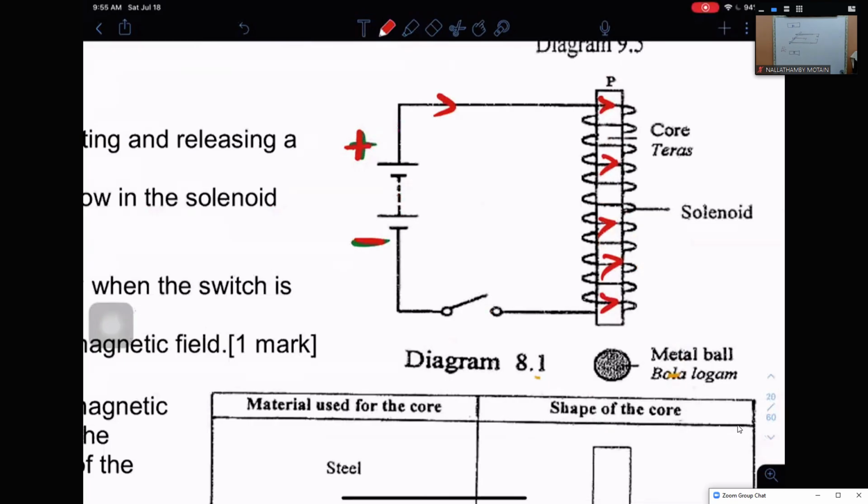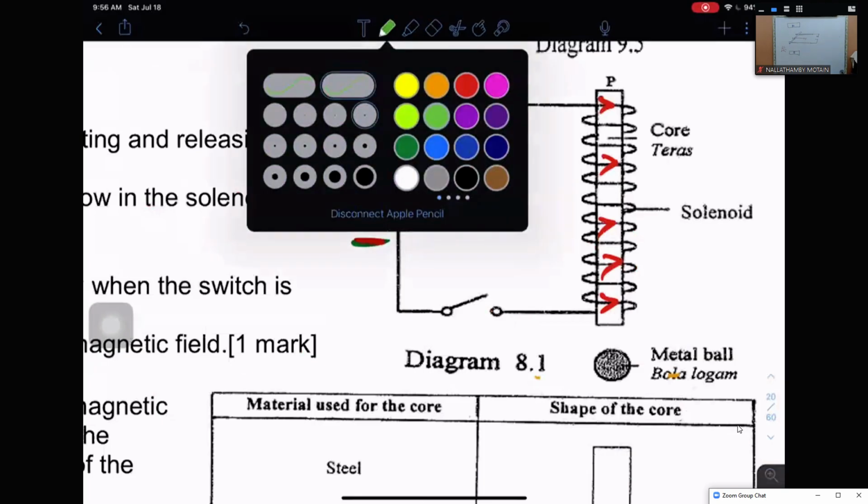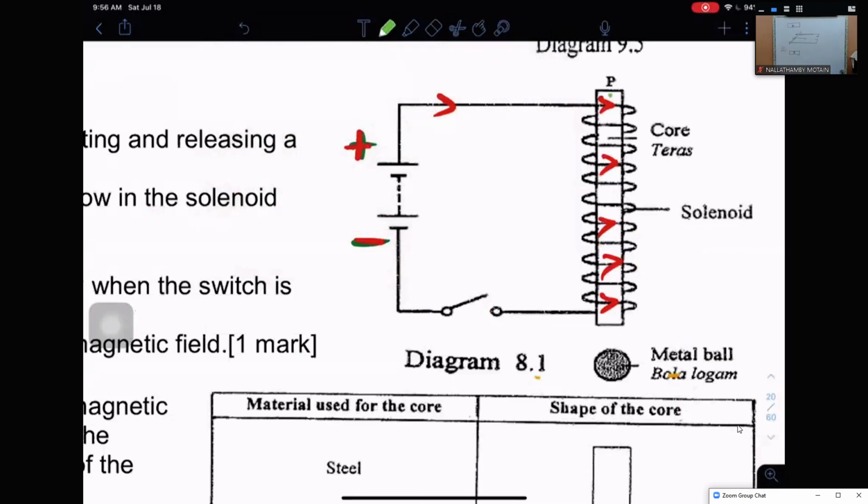Right-hand grip rule. Yes, right-hand grip rule, because the soft iron core is going to become magnetized, an electromagnet. So with the right-hand grip rule, grip correctly, curl the fingers, you'll get P as what pole? You will get North Pole. Okay, you got the North Pole over here, no? Yes. So North here, and the other end is South.